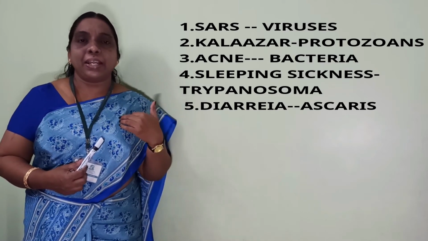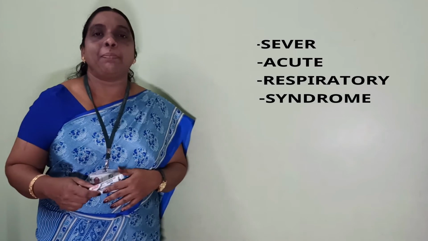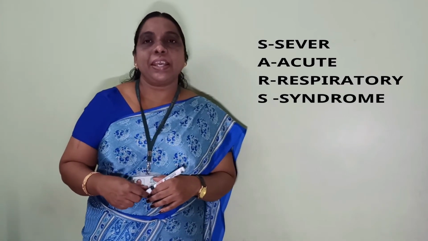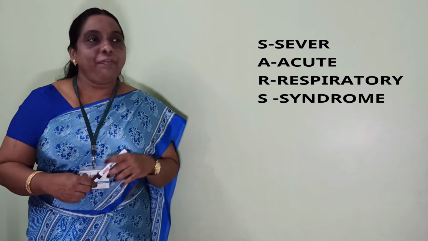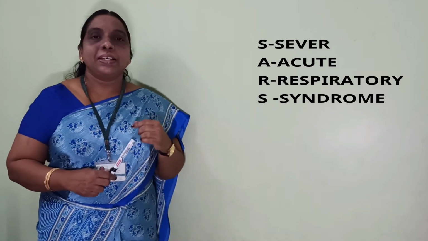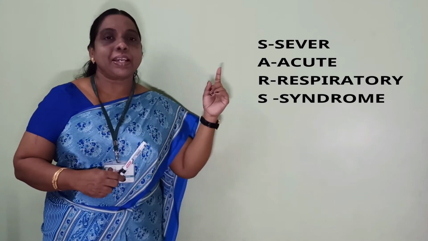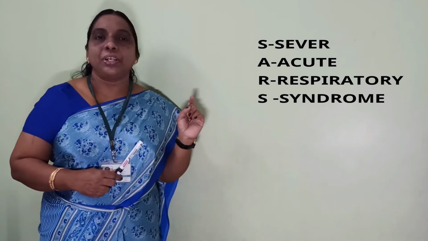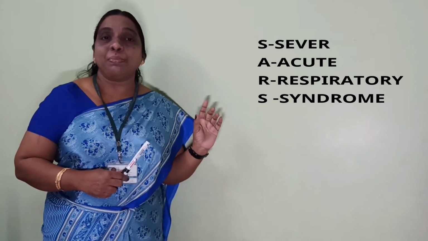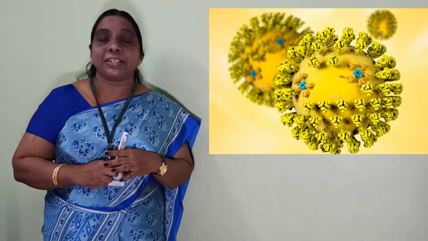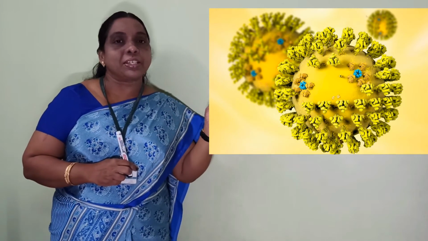First we are going to study about the SARS disease. Let me explain the first disease, SARS. The full form of SARS is severe acute respiratory syndrome, where S stands for severe, A stands for acute, R stands for respiratory, and syndrome means a group of. So, severe acute respiratory tract disease. Look at this particular picture. When this SARS virus comes out from the infected cell, the picture looks like this.